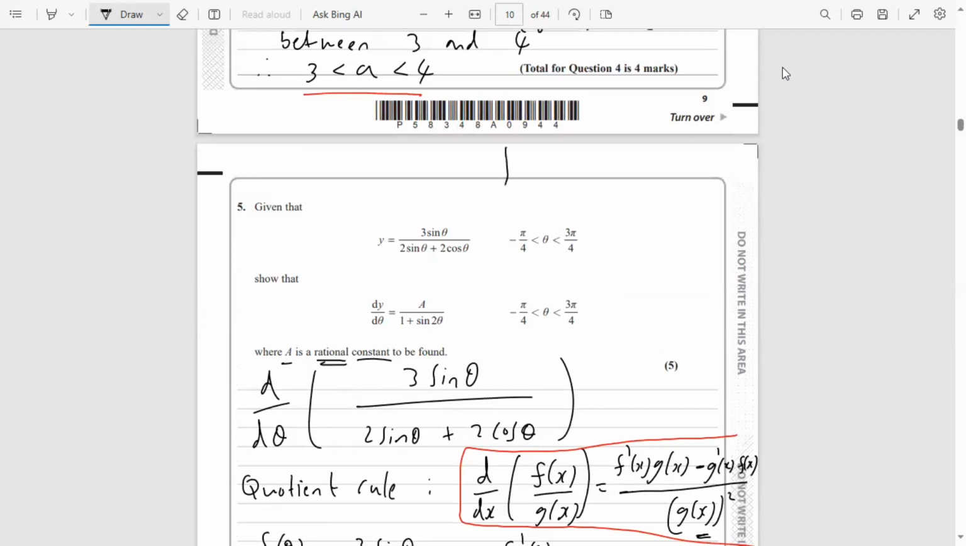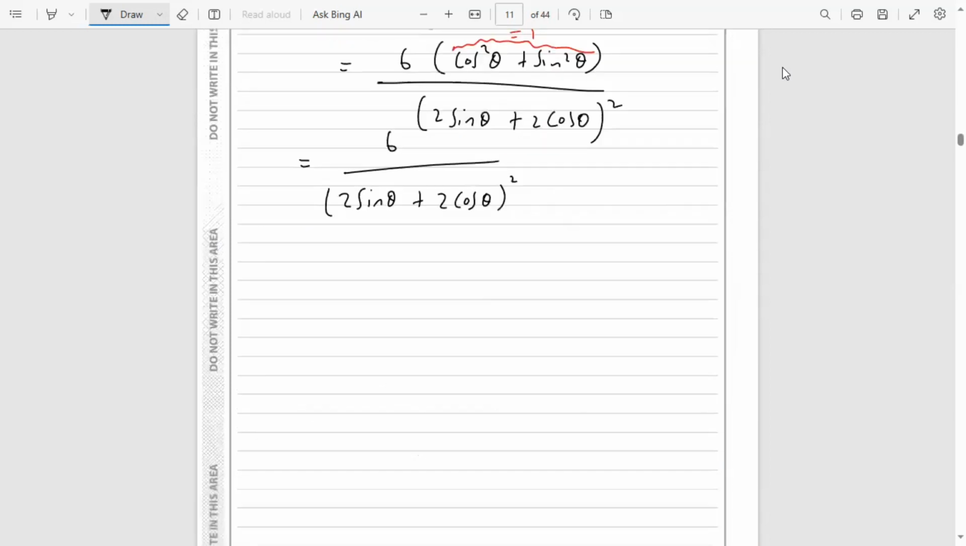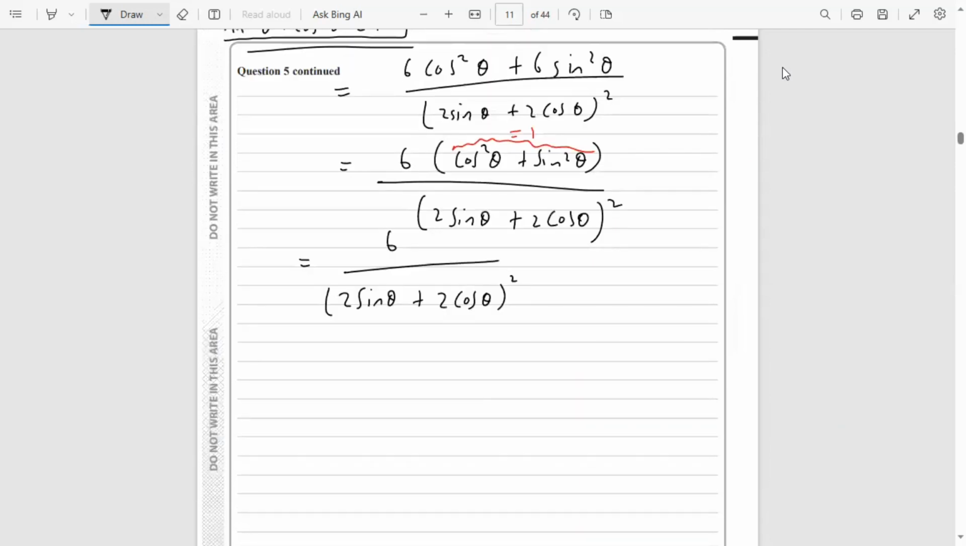So remember your double angle identities. It's really important that you know your double angle identities. So remember that sine 2 theta is the same as 2 lots of sine theta cos theta. So somewhere along the line, we've got to get this 2 sine theta cos theta appearing. So how could we do this? I think the best way we could do this is just by expanding the brackets on the bottom.